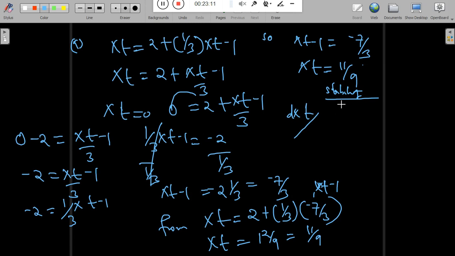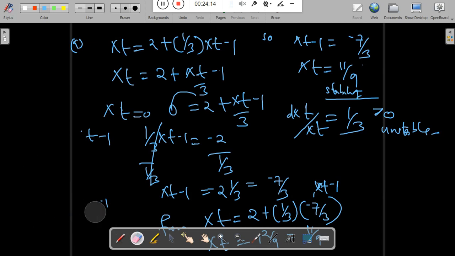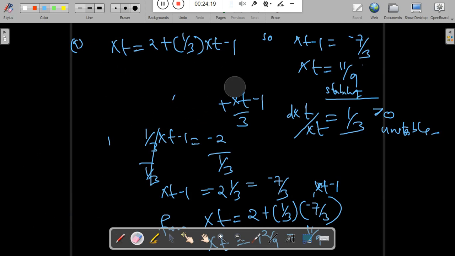We need to differentiate the function of xt. When you differentiate dxt with respect to xt minus 1, this will give you 1 over 3. Since 1 over 3 is greater than 0, this proves that the steady state level is unstable.